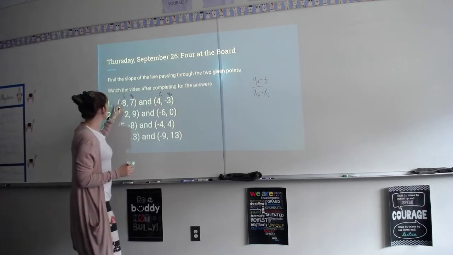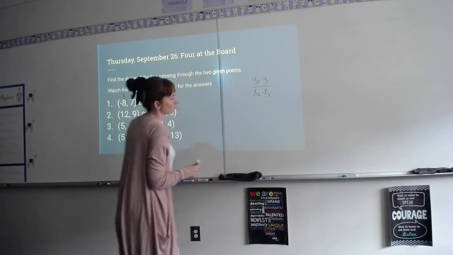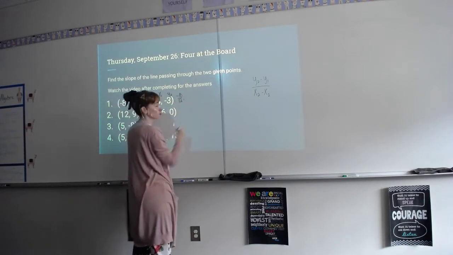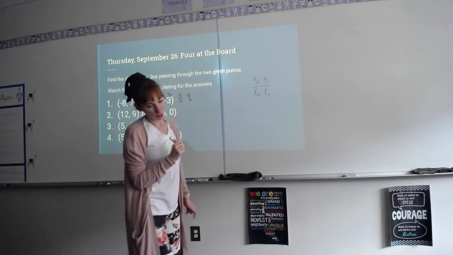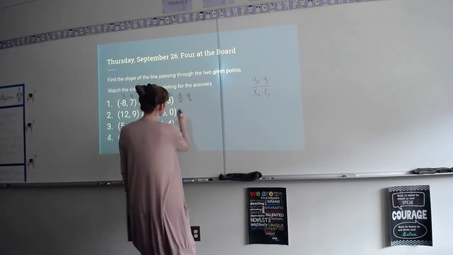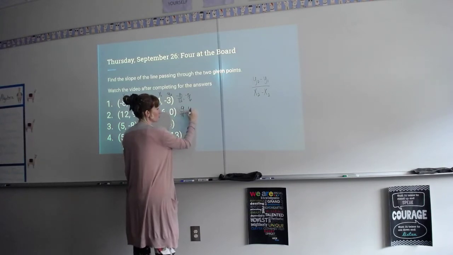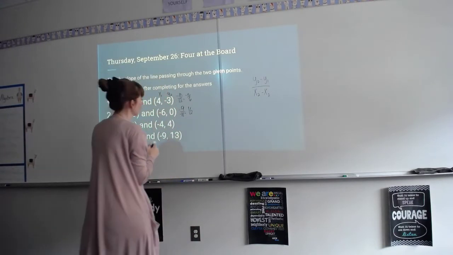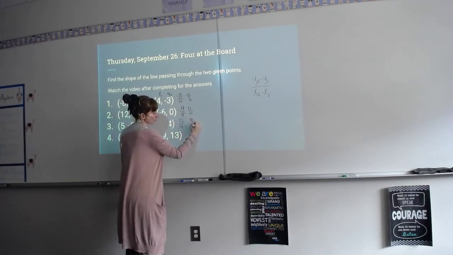So for number 1, our slope wound up being negative 10 over 12. But if you remember, we have to simplify our slope, so it would be negative 5 over 6. For number 2, we wind up with negative 9 all over negative 18, which gives us positive 1/2. For number 3, we wind up with 12 over negative 9, and that gives us negative 4/3.